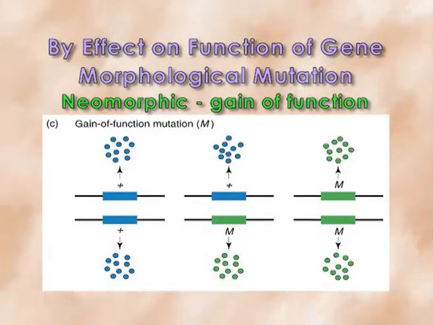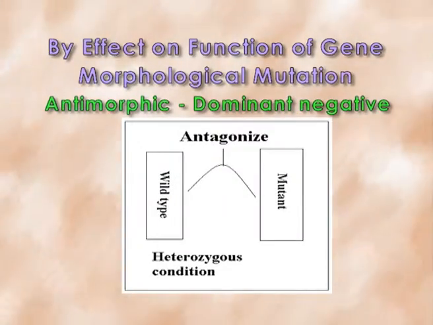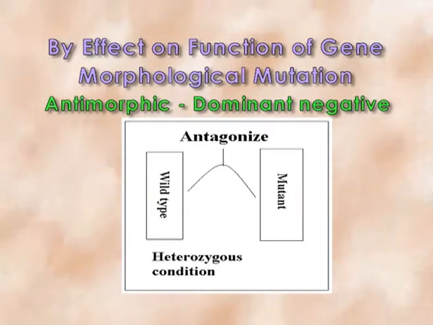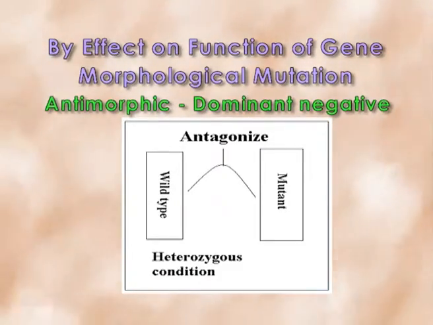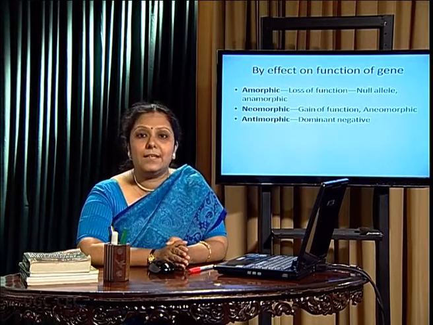Neomorphic, that is the gain of function, maybe abnormal or maybe normal. In the heterozygous condition, we can find the gain of function, that is, at the protein level it is getting expressed. Neomorphic means a totally different type of function is gained at the phenotypic level. Antimorphic is the dominant negative function. That means in the heterozygous condition, the mutation is happening in such a way that it antagonizes the effect of the unmutated wild type one. Okay, that is found in the heterozygous condition.